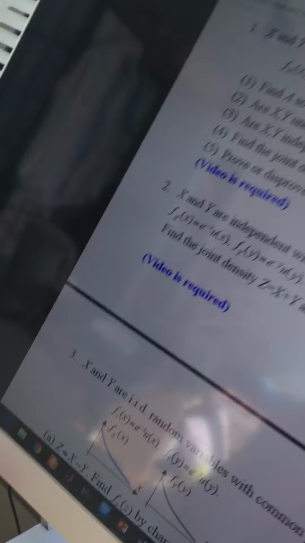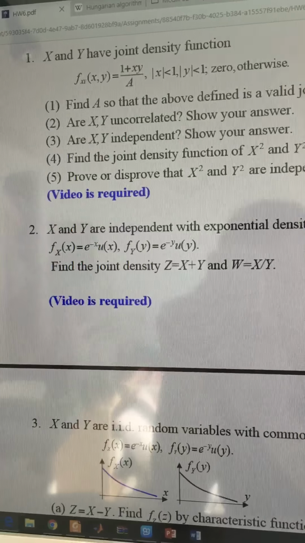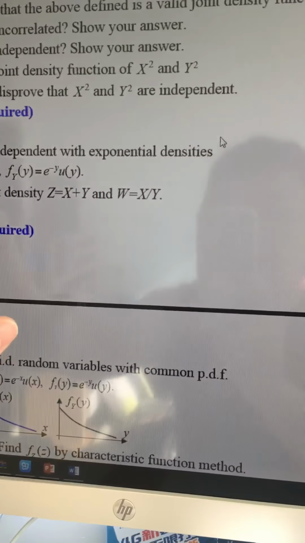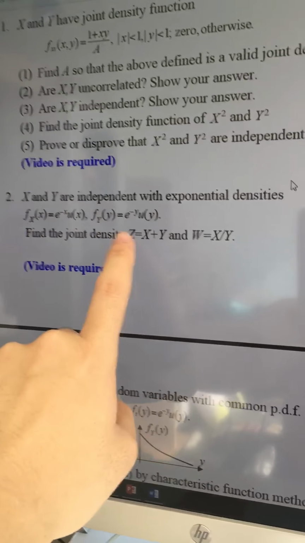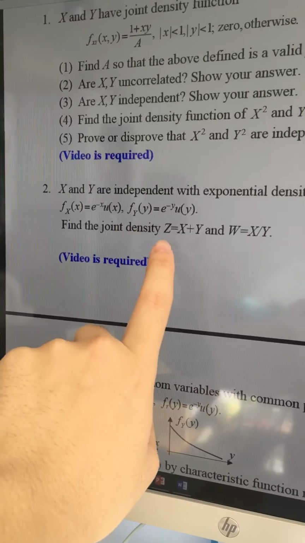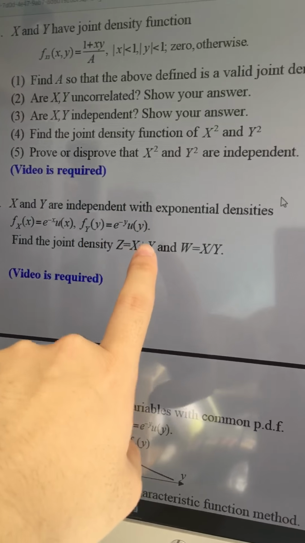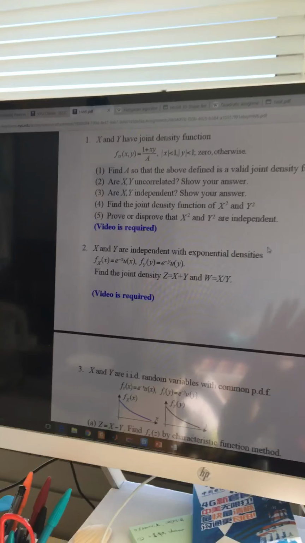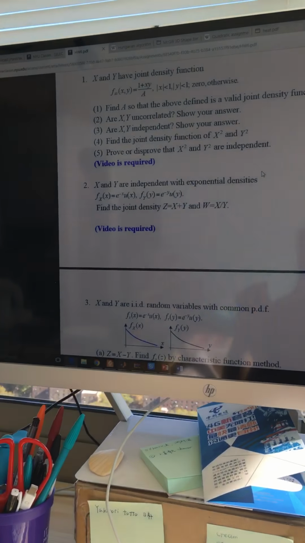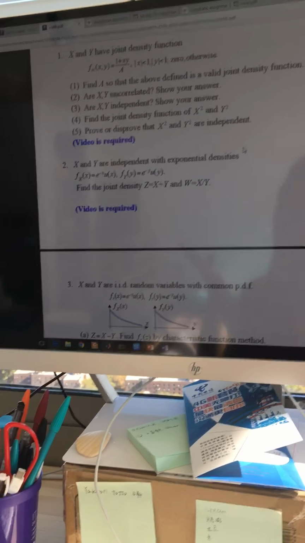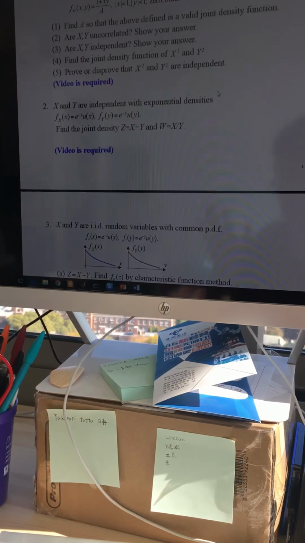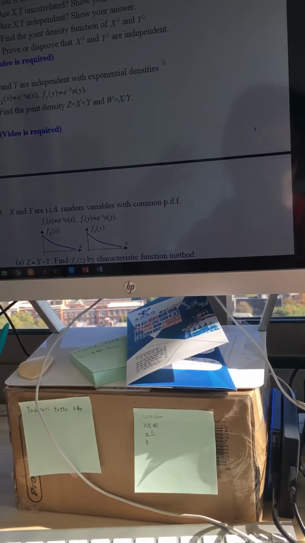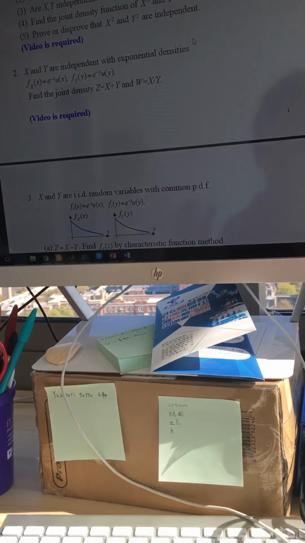Here's the question. Given that x, y are independent with exponential densities, f_X and f_Y, find the joint density of z equals x plus y, and w equals x over y. This is a very classical question using the Jacobian matrix to solve. We have two random variables, two functions, and we need to find a new joint density function.